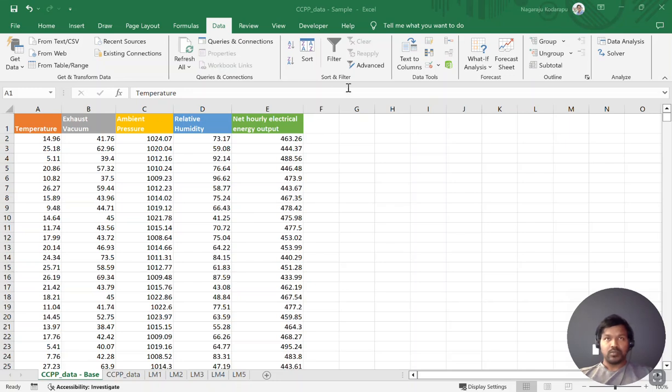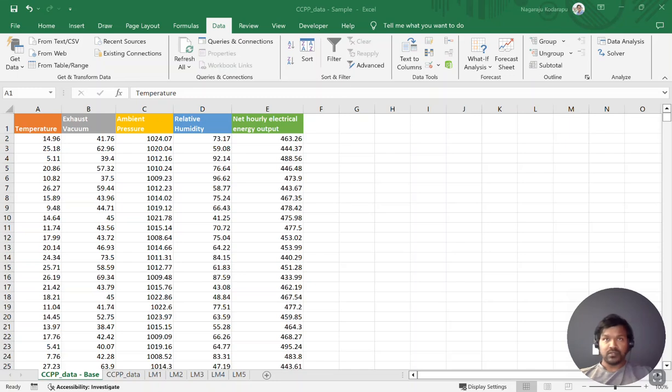So the modeling approach. To start, based on the instruction, I used Excel, and I correctly identified that the type of modeling task at hand was a regression problem. This is because our goal was to predict a continuous numerical value, specifically the net hourly electrical energy output of the power plant.